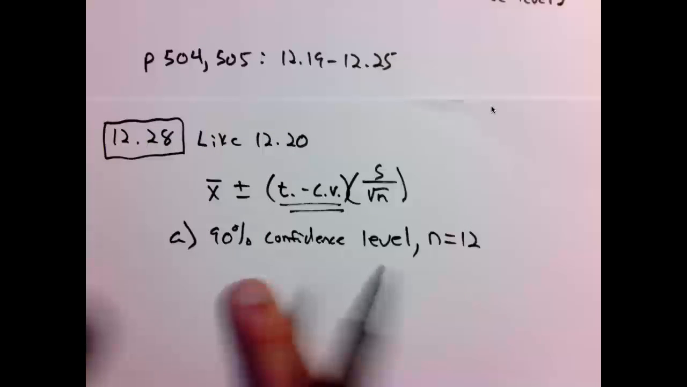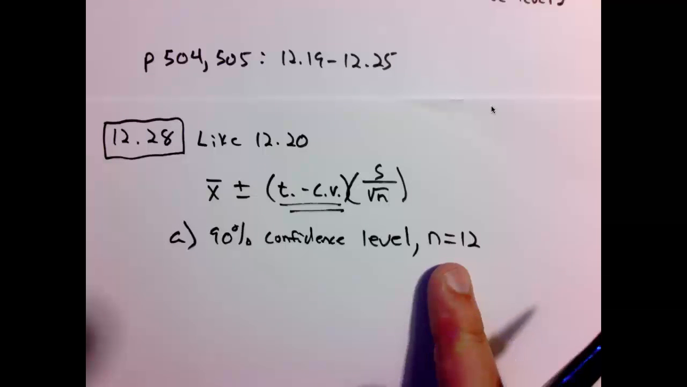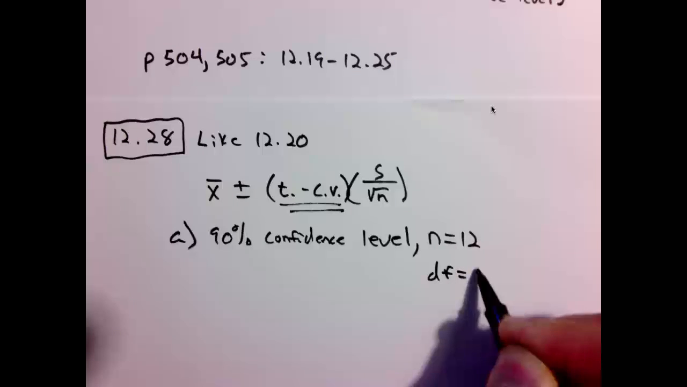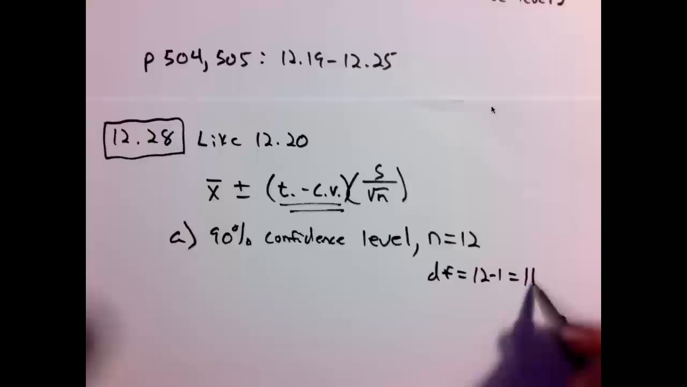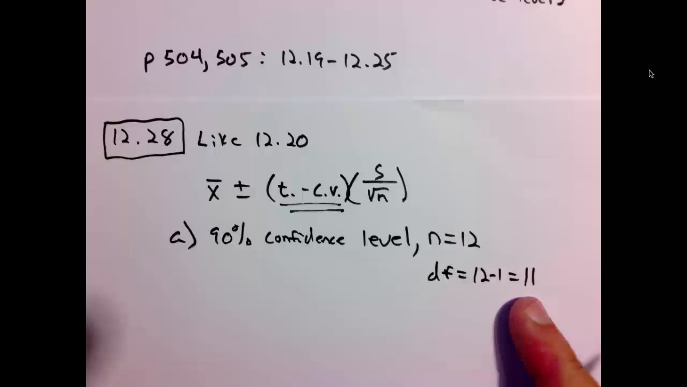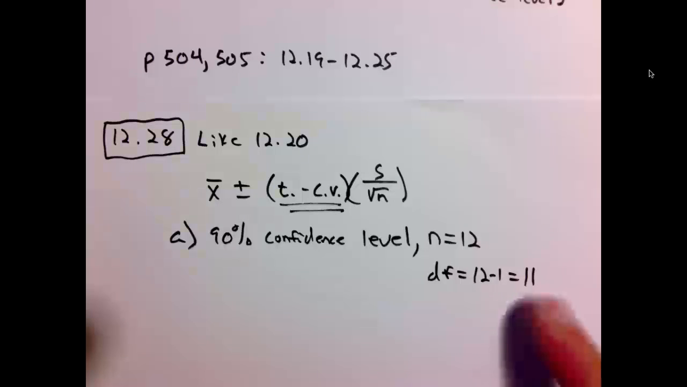So our confidence level is 90%, and our n is 12. This is our sample size. Thus, our degrees of freedom is 11. 12 minus 1 is 11. Degrees of freedom is just our sample size minus 1. So we have our 90% confidence level, we know our degrees of freedom, and now we just reference our table.